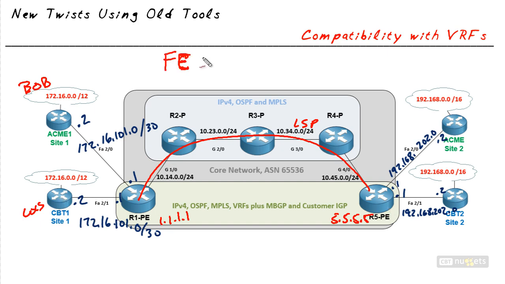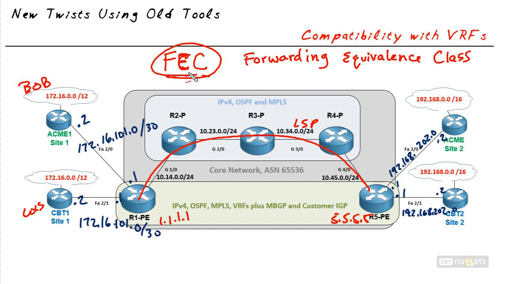So in MPLS, we have this term called FEC, and it stands for the Forwarding Equivalence Class. A FEC, or Forwarding Equivalence Class, is a group of IP packets that are all forwarded in the same manner, over the same path, and with that same forwarding treatment, meaning we're not giving prioritization of some traffic over others. So I wanted to bring that up because that's a common term that you might hear.